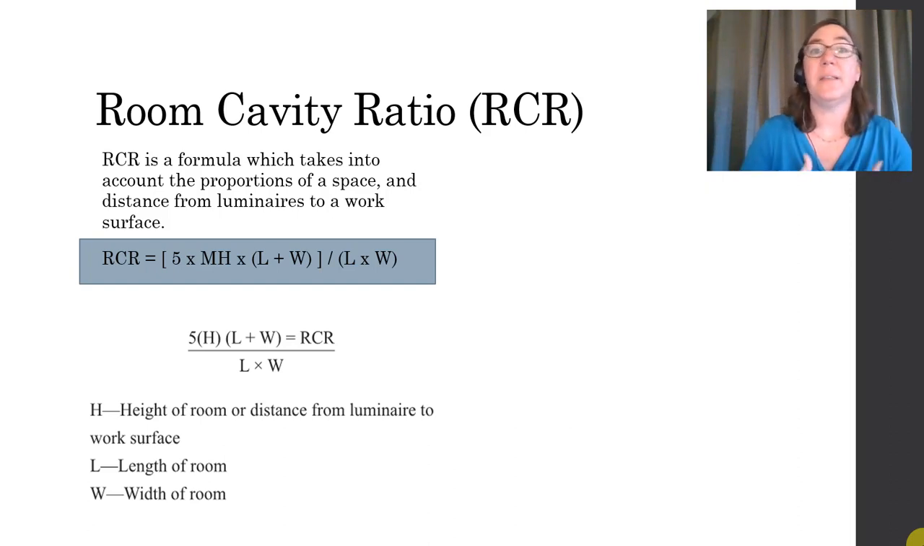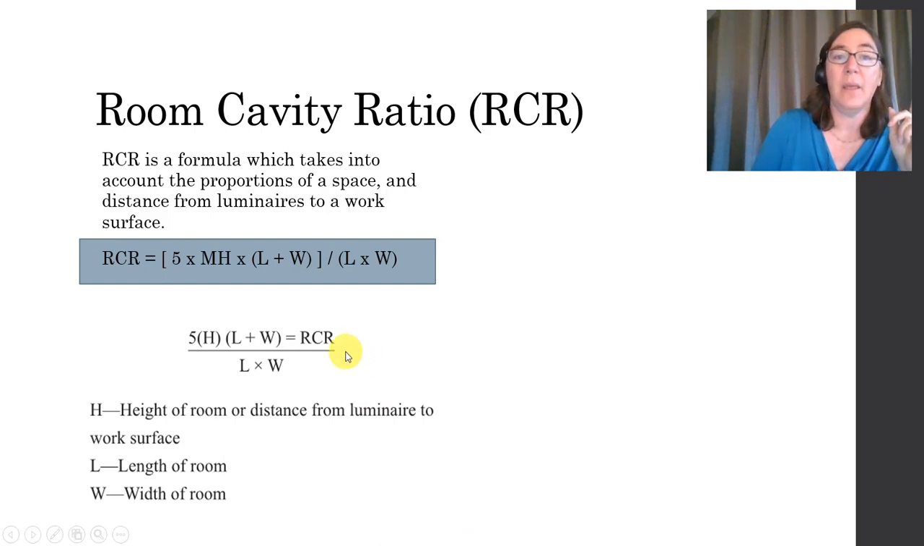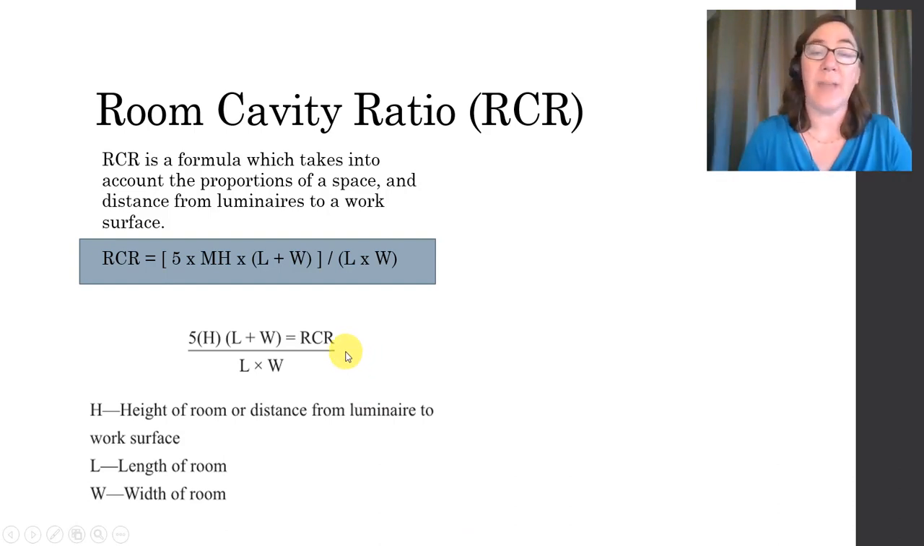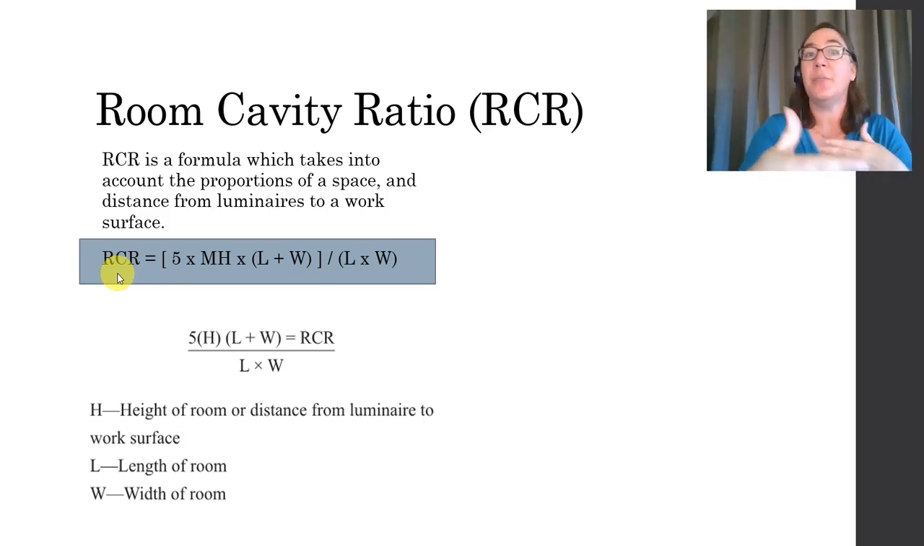Here's the formula to calculate your room cavity ratio. And right down here, you see how it is printed in your textbook. I actually think that's confusing. So take a look. This is the exact same thing written slightly differently. And this is how you're going to calculate your room cavity ratio. You need to know the length and width of the room, like in plan view, and you need to know the mounting height of your luminaire over the work surface.